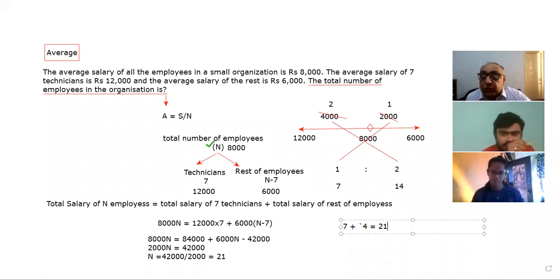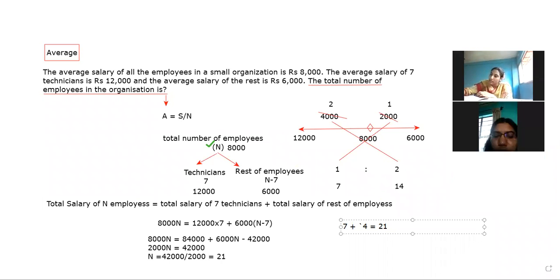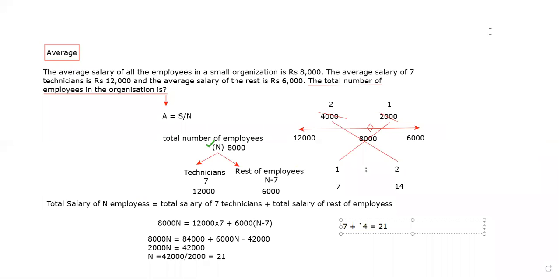Beta, it is important to please keep your cameras on because this is CSAT class. I wanted to note whether you are able to do the questions or not. So beta, that is important, so that from your facial expressions I get the idea whether you are getting what I am telling you or not.